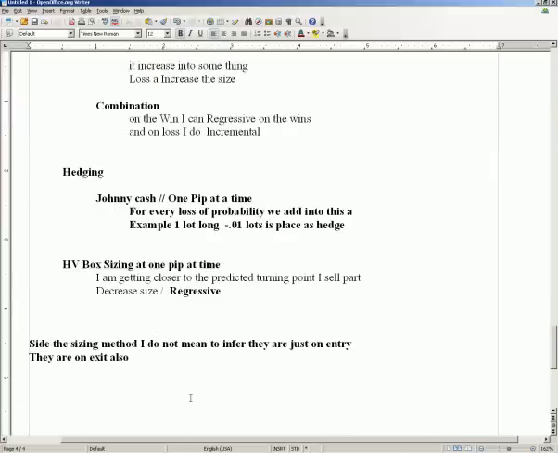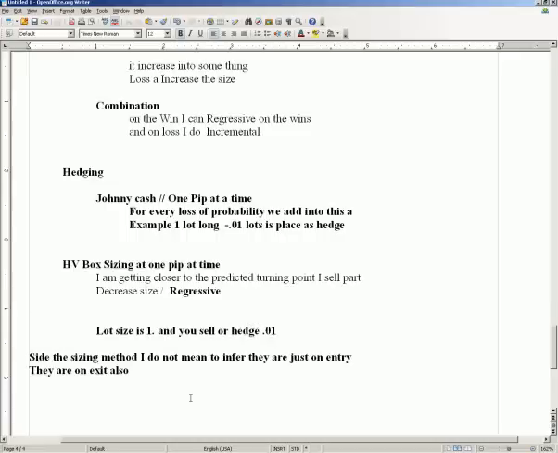Now, if it starts to run my way like that, I don't have to. Bourbon uses some fixed amounts. It uses like 50% of the position, 80% of the position at certain lots. The Johnny Cash method up here, you can do this. This is like one pip at a time. I'll make that mine. What they do is the higher and higher you go, your lot size is one, and you sell or hedge 0.01. So you're going to sell a small amount. This is the Johnny Cash one. That's what I call it, because it always reminded me of that movie.